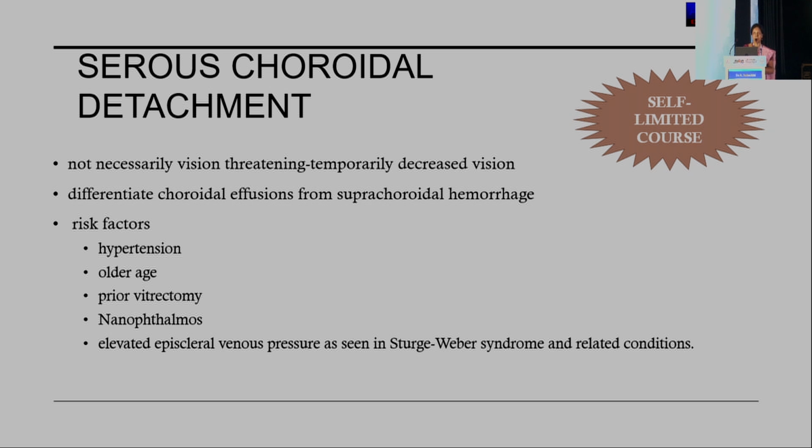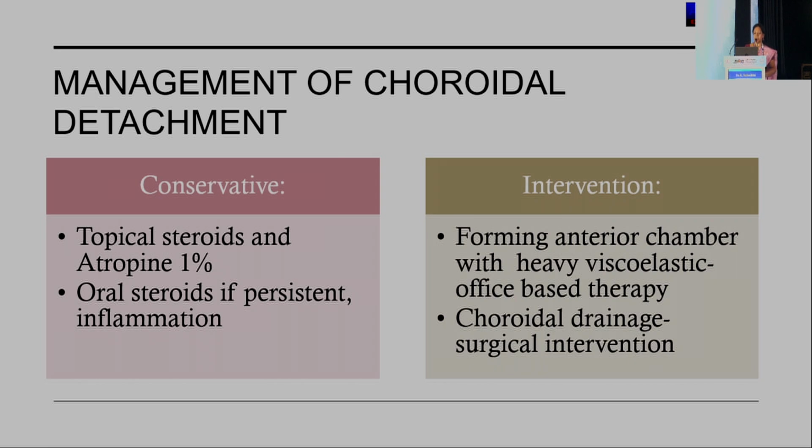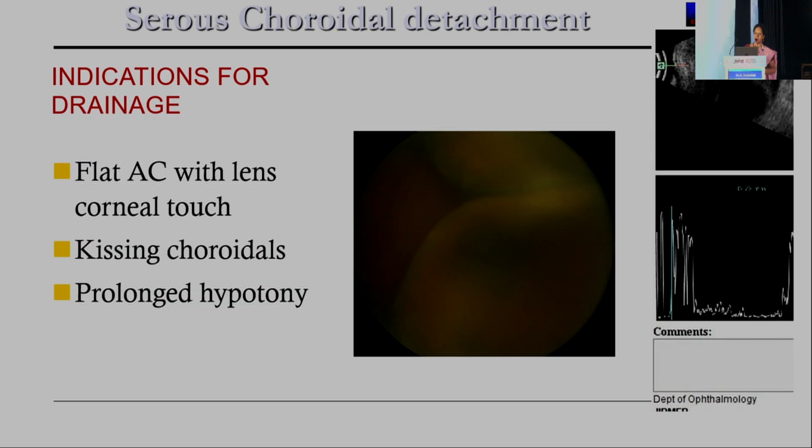You can even give oral steroids to help faster absorption of the fluid. The risk factors for a serous choroidal detachment are hypertension, older age, prior vitrectomy, nanophthalmos, and elevated episcleral venous pressure as seen in Sturge-Weber and other conditions. Management is conservative, as I said: topical steroids, atropine, and oral steroids. Intervention can be a mild one, just reforming the antechamber. That itself would be enough. But choroidal drainage would be considered in these conditions.